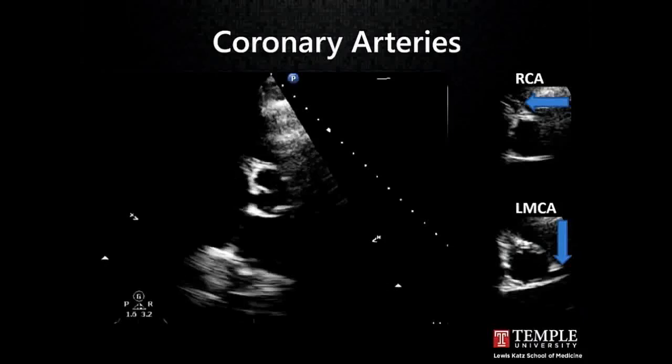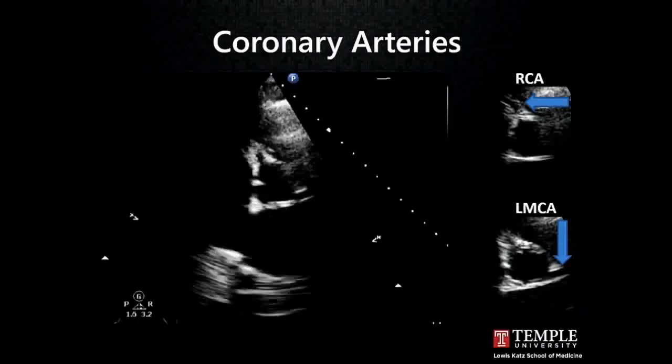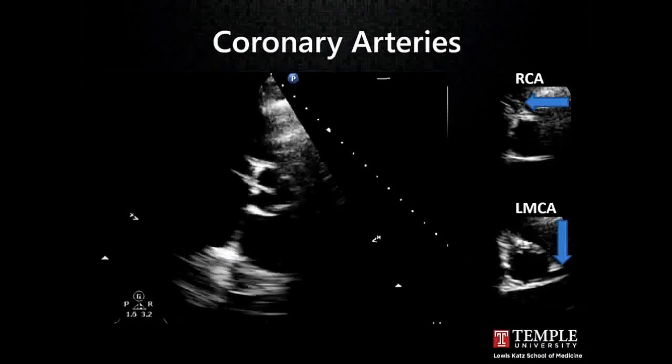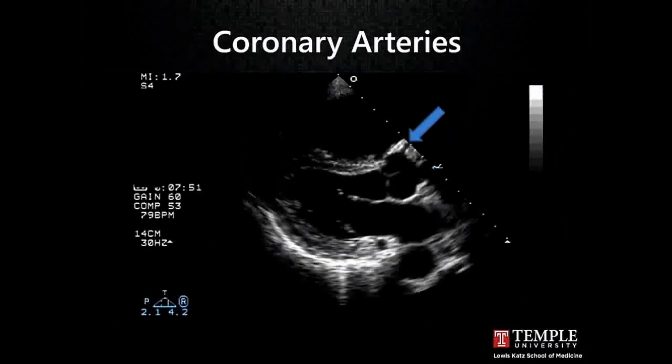Their appearance can be varied, and the anomalous course can be even more difficult to assess. But if you're able to identify orthotopic origin of the coronaries, this can help you in patients and the exam. Here's a parasternal long axis. Not uncommon to see the right coronary pop off of the anterior sinus there in the parasternal long axis. That's easily identified.